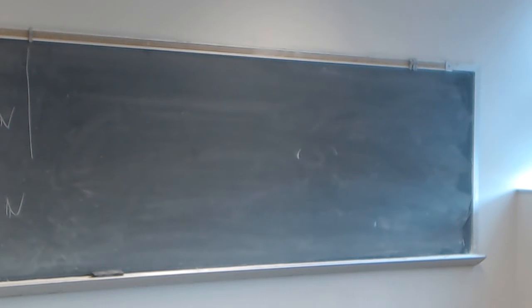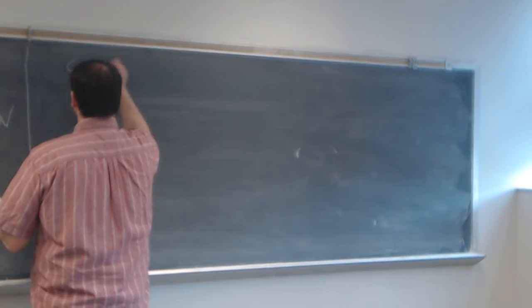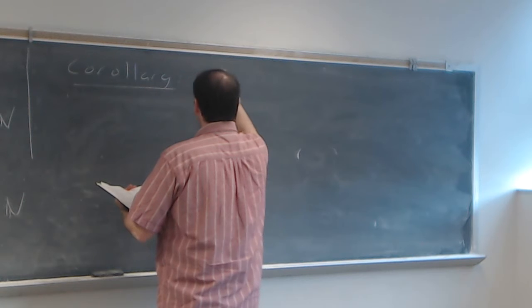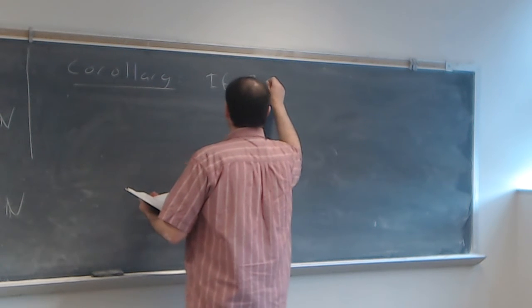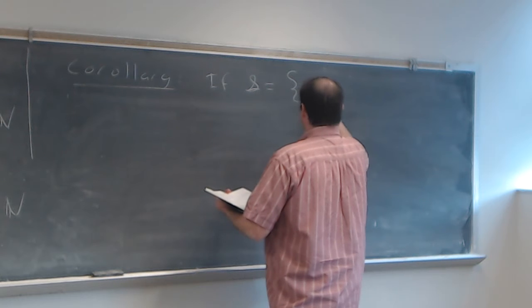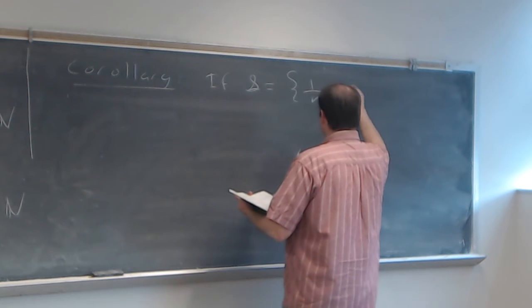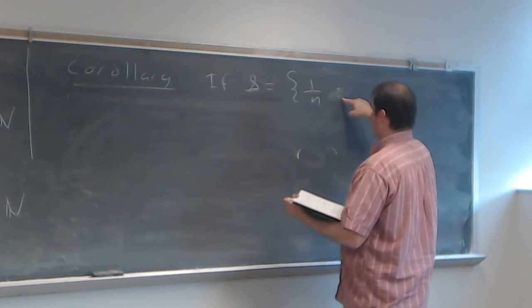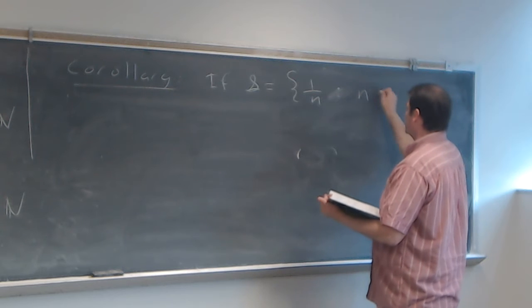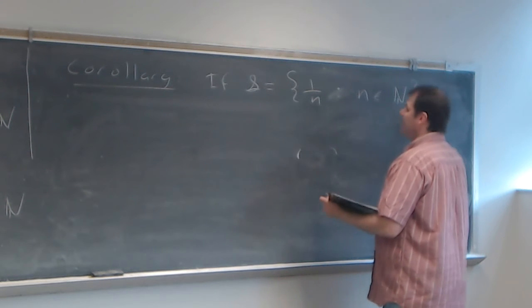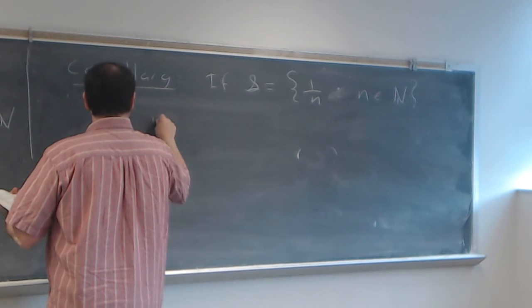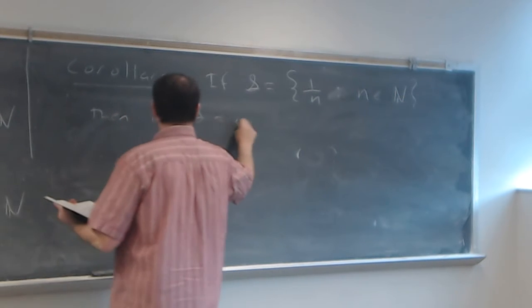I'm going to list these straight out of the text. Here's the corollary. It says, if we're looking at script S, defined to be the set containing all numbers of the form 1 over n, such that, the colon here means such that, n is an element of the natural numbers, then the infimum of script S equals 0.